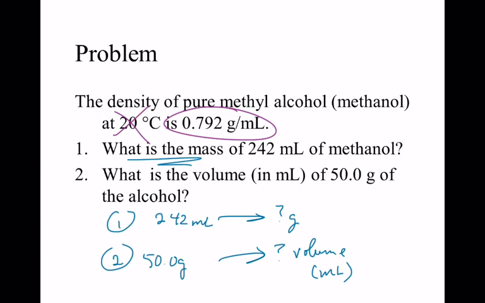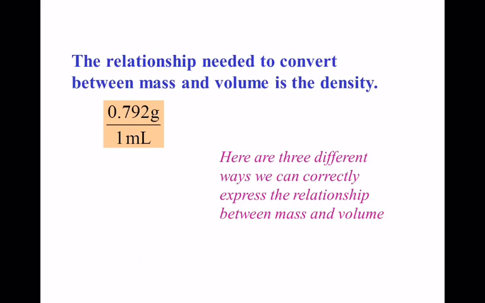Like I said, unpack that 0.792 g/mL. I should really never see you use it just like that in a factor label problem. This is what I mean by unpacking it. For methanol, it's a physical property of methanol: 0.792 grams would occupy 1 milliliter. Now, the flip is true. For methanol, we could also say that 1 milliliter would weigh 0.792 grams.